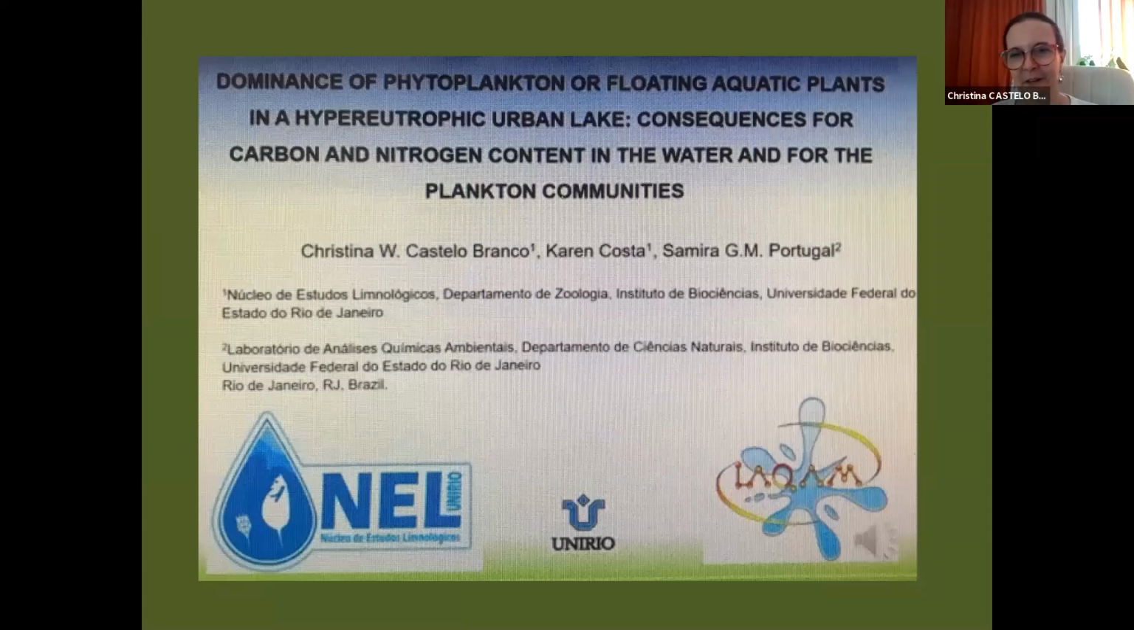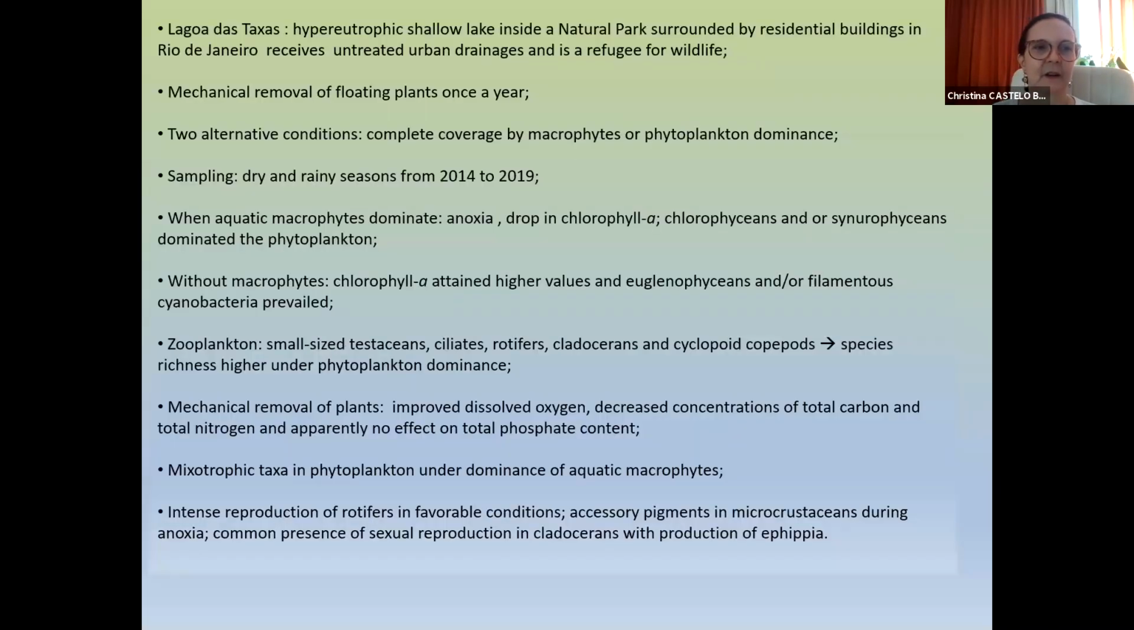Dominance of phytoplankton or floating aquatic plants in a hypertrophic urban lake, consequences for carbon and nitrogen content in the water and for plankton communities, by myself, Christina Castelo Branco, Karen, an undergraduate student, and Samira Portugal, another professor of Unirio. Well, Lagoa das Taxas is a hypertrophic shallow lake inside a natural park surrounded by residential buildings in Rio de Janeiro that receives untreated urban drainage and is a refuge for wildlife.